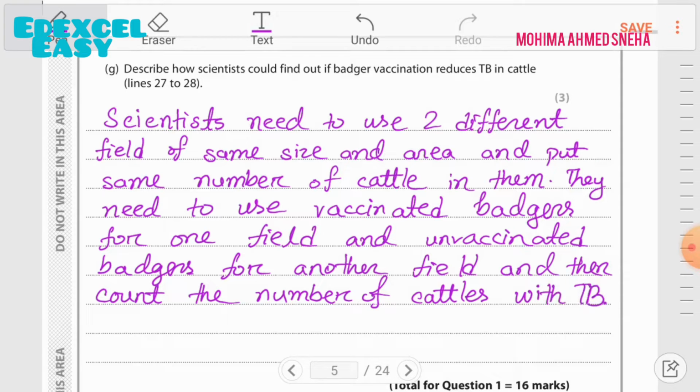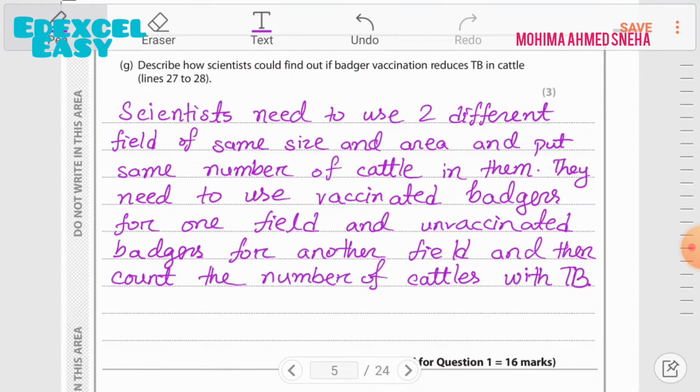with TB. Now always make sure that you never mention what the results are, because we don't know if the results would be positive or negative. So never ever try to write the results of any investigation. Just write the procedures and never the results. And with this, the question number 1 ends. Moving to question number 2.